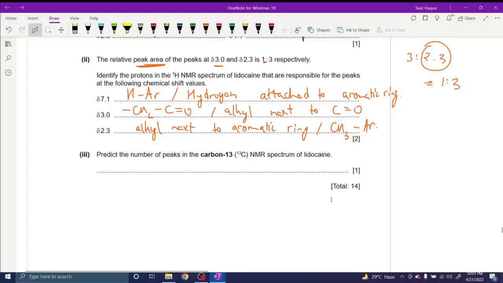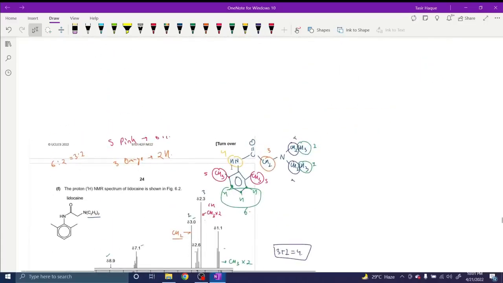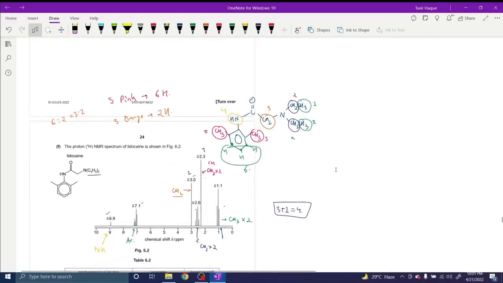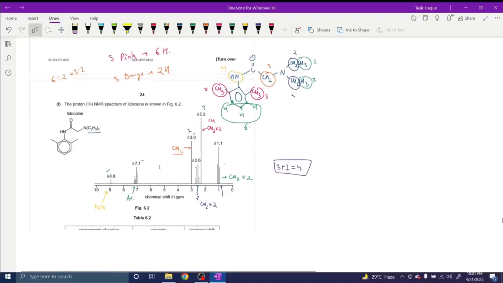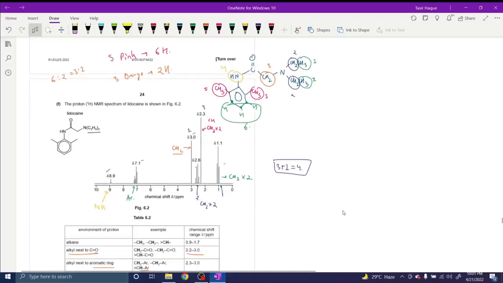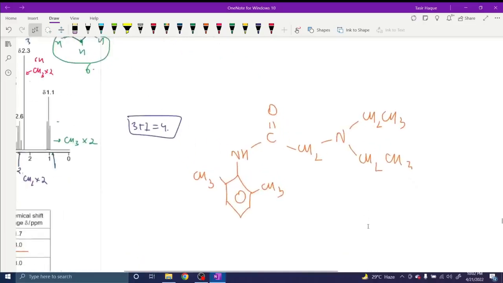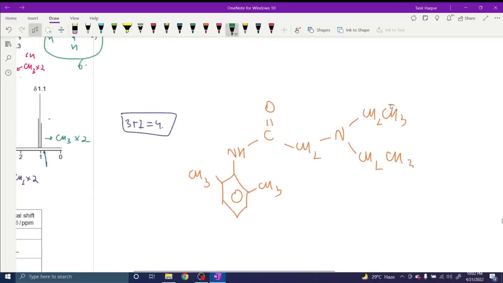Count the number of carbon 13 peaks in lidocaine. Okay, so why don't we draw or copy lidocaine again? I'm going to show you the number of carbon peaks due to carbon 13. This is the compound basically. We're going to do this carefully, step by step.